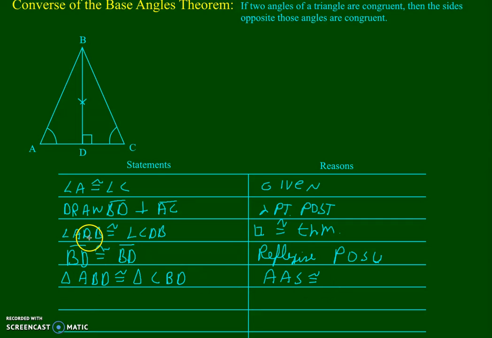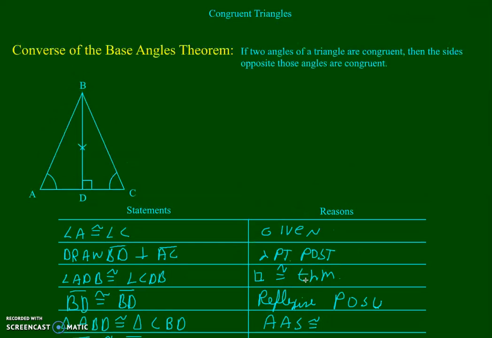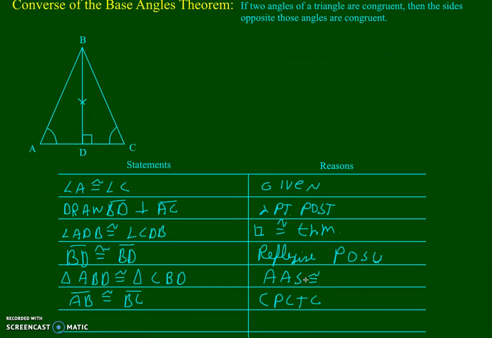And now because those two triangles are congruent, I know that these two sides must also be congruent. So AB is congruent to BC. And the reason for that, again, is corresponding parts of congruent triangles are congruent. CPCTC. Corresponding parts of congruent triangles are congruent. And that proves the converse of the base angles theorem. So let's go ahead and move on to the next section.